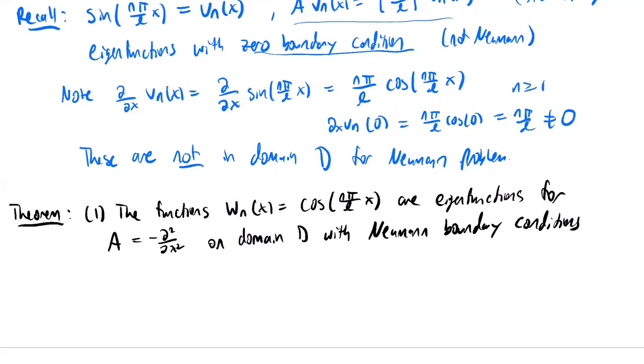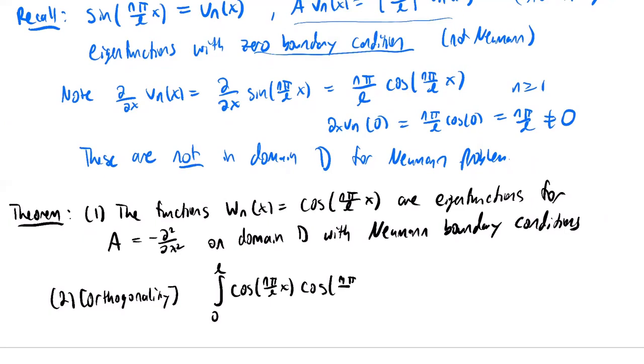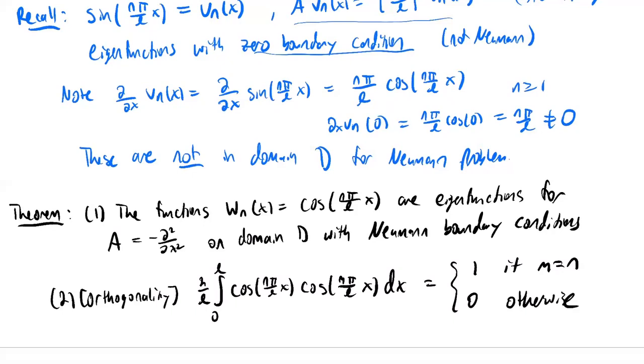And then the second part is the orthogonality, the analog of the orthogonality result, which is if I look at the integral from 0 to L of cosine of, say, n pi over L times x times cosine of m pi over L times x, so I look at the product of two of these eigenfunctions, and I integrate them on the domain, right? And I have to scale, so let's say I scale by 2 over L. Then this is equal to 1 in the case where m and n are equal, and it's equal to 0 otherwise, right? So this is like the same formula we had for the sine eigenfunctions in the other boundary value problem. So the notion of orthogonality is preserved.